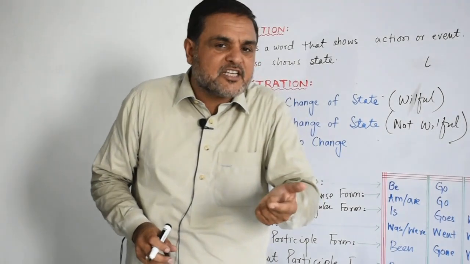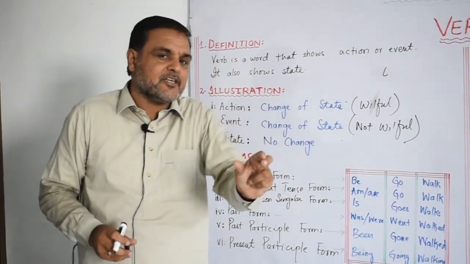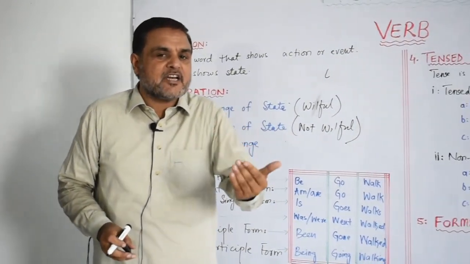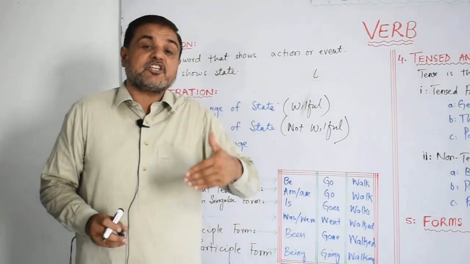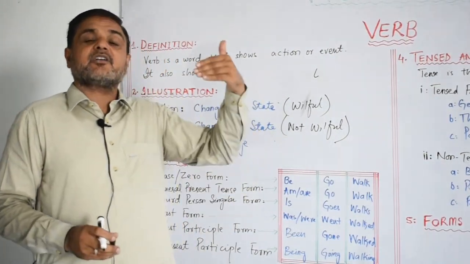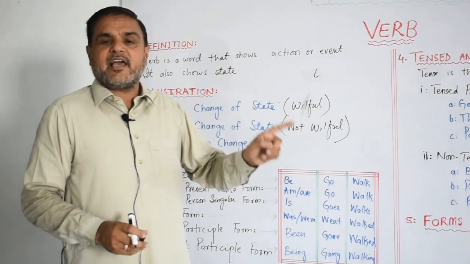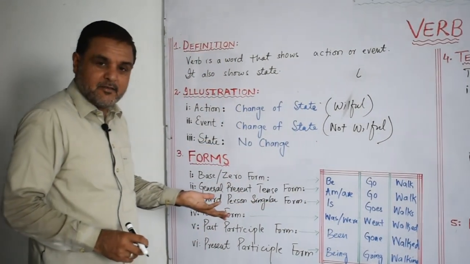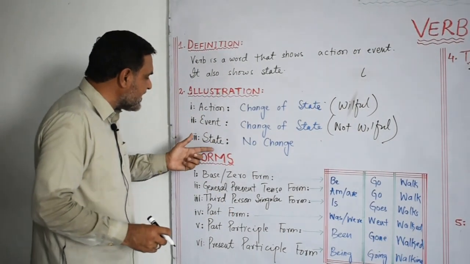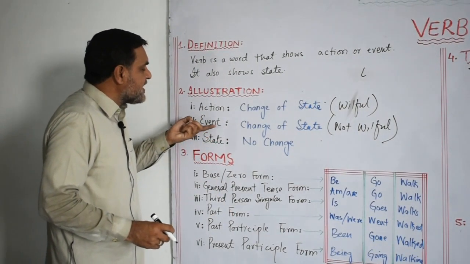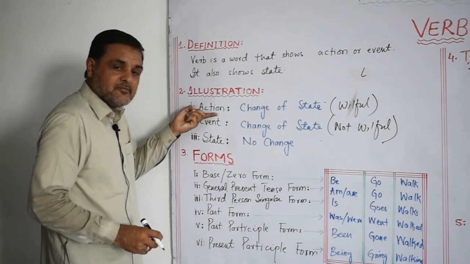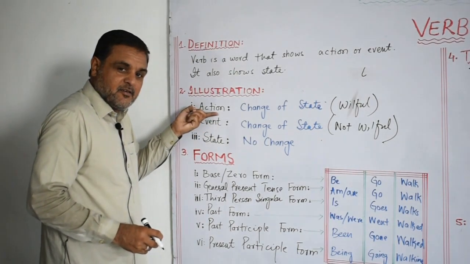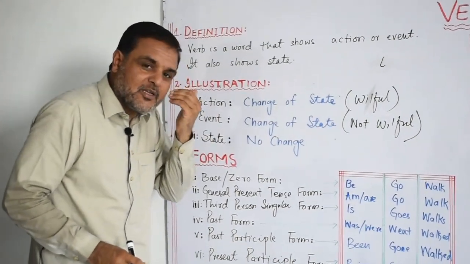This is something that you need to keep in mind. So willful change of state is called an action, and the change of state which is not willful, which is not consciously done, which is not deliberately done, that's called an event. And state is no change. So you can clearly see that state is the exact opposite of event and action.